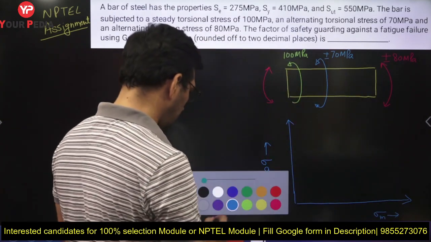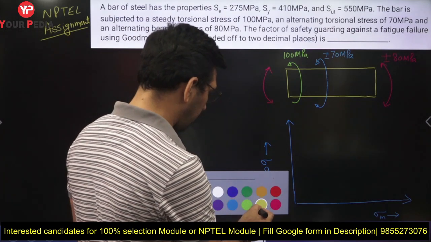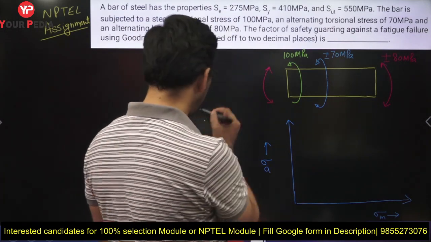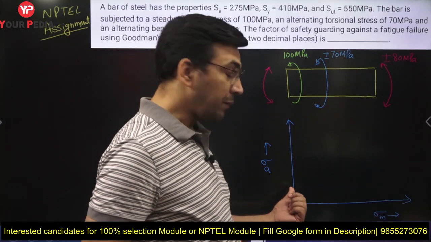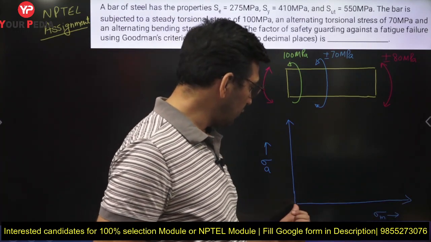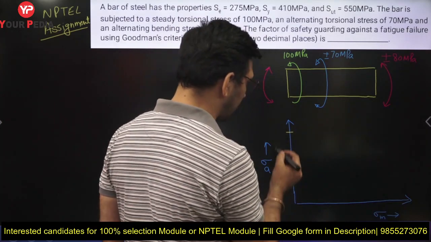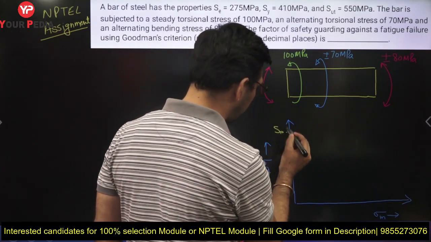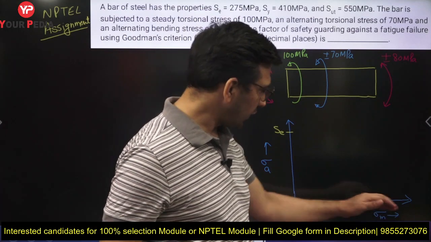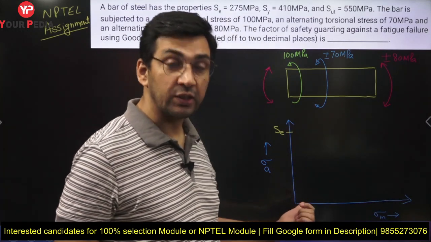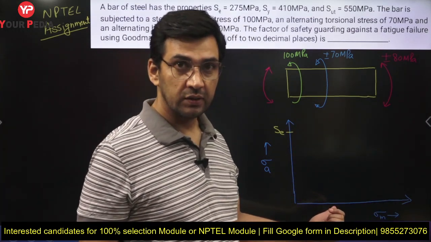And obviously when you are having only amplitude of stress, that means the mean value of stress is 0, then obviously the endurance limit becomes the criteria. So on one axis, let us say this is the endurance limit, and on the other axis, when you have no amplitude of stress, that is a static stress, a steady stress.